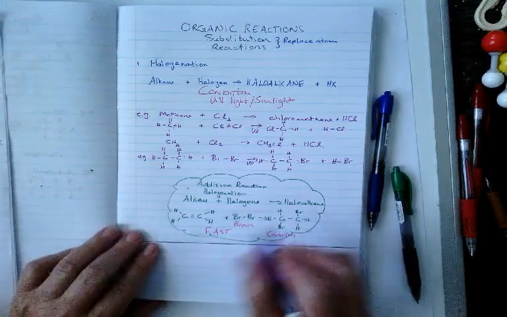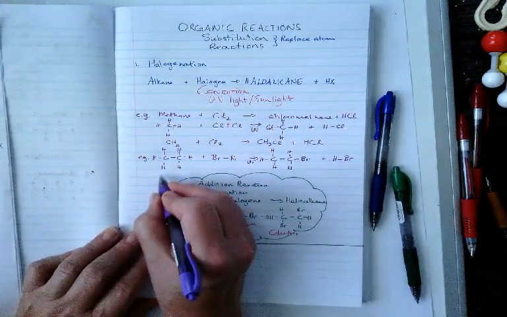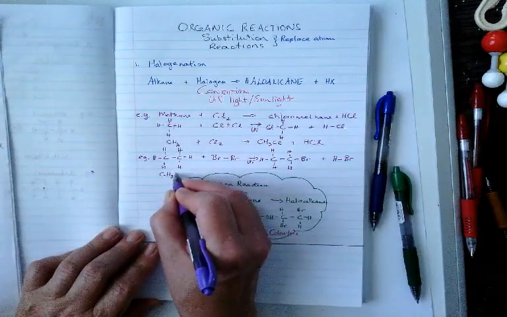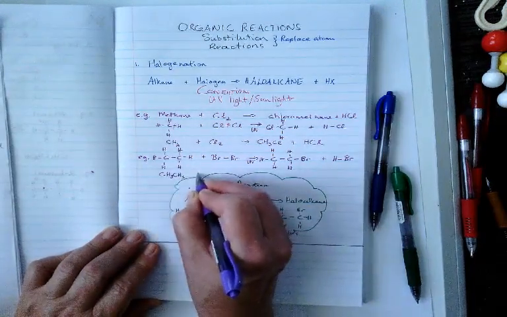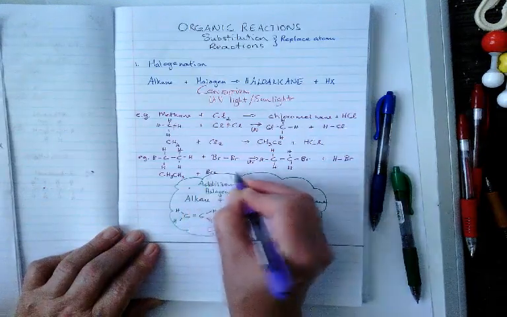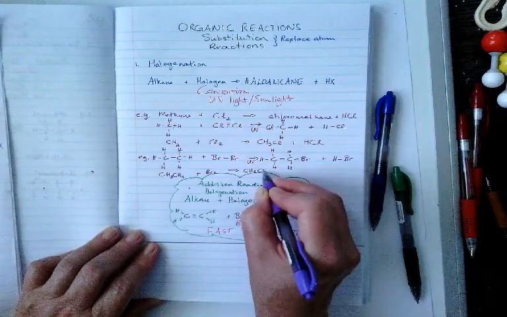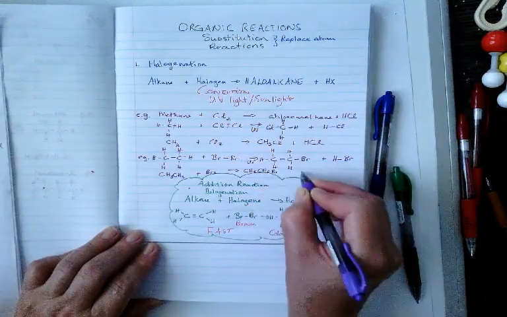Obviously we must be able to write this equation in terms of condensed structural formula. CH3CH3 plus bromine, Br2, will give you CH3CH2Br plus HBr.